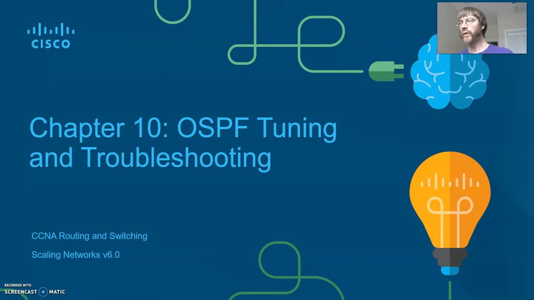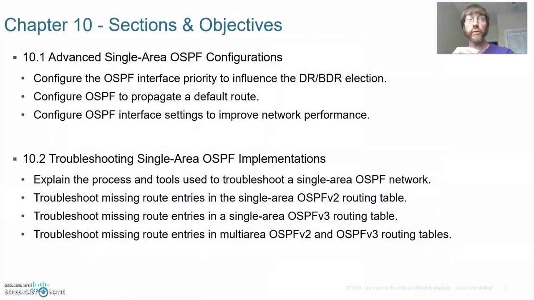In section 1, we're going to talk about advanced single area OSPF configuration. Interface priority in order to influence DR/BDR election, default route propagation, and changing interface settings to improve network performance. Some of this we've already covered a little bit when we started talking about interface bandwidths, interface cost, auto cost reference bandwidth, that kind of thing. So we'll go into more depth on that. So a lot of this should be familiar from what you've already done with Chapter 8 and Chapter 9.